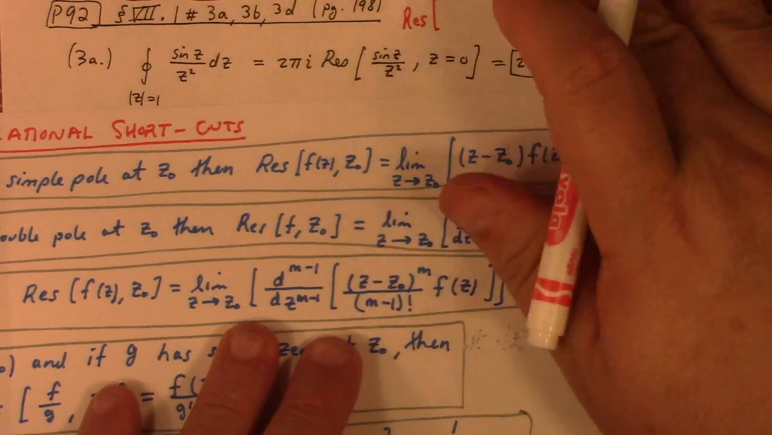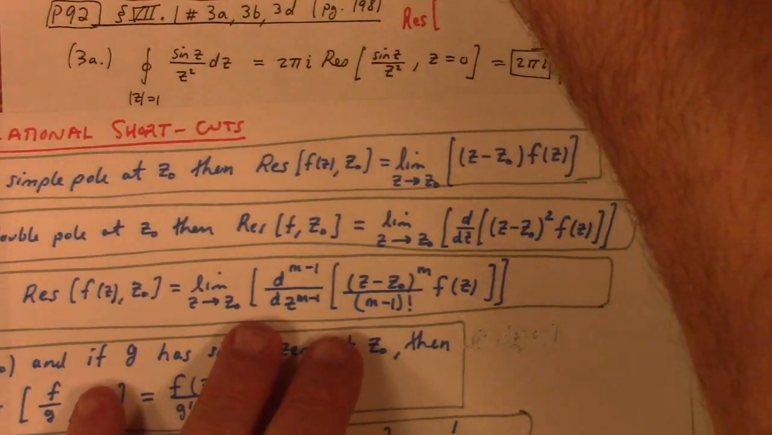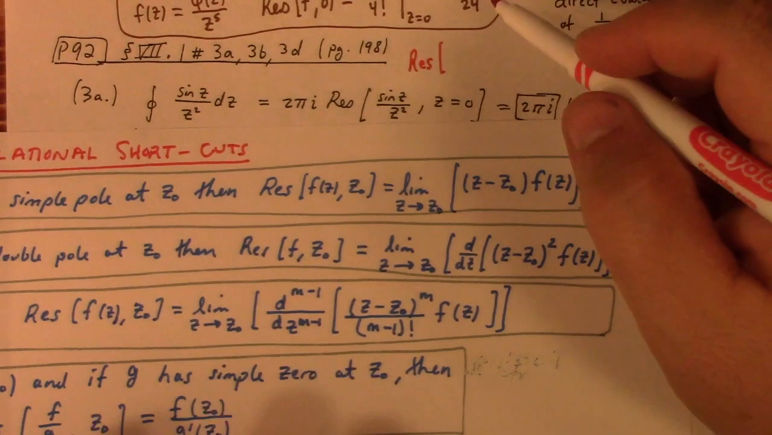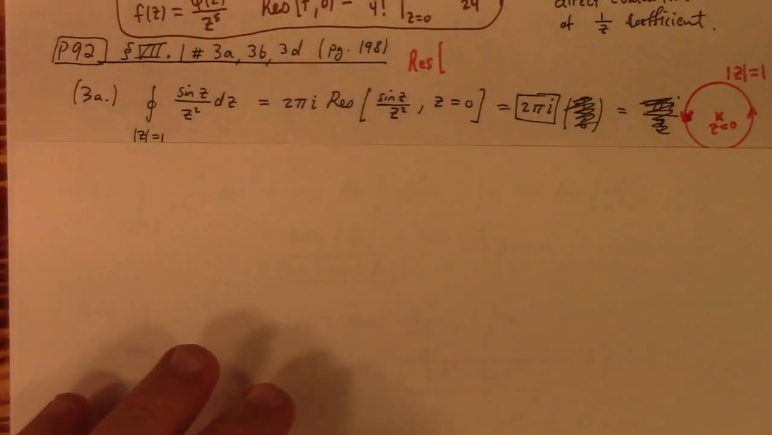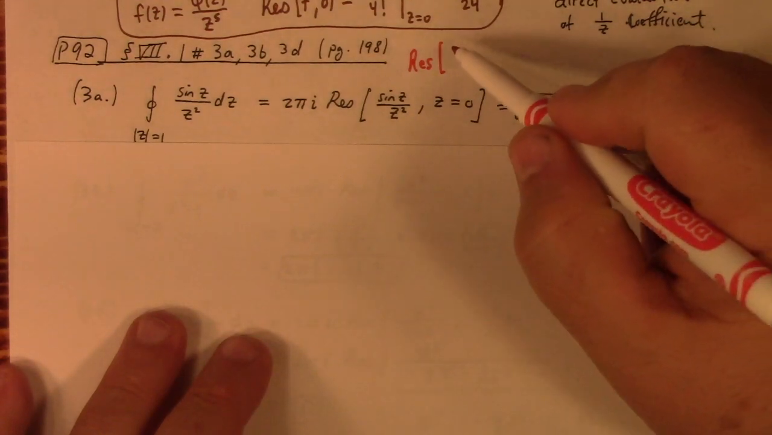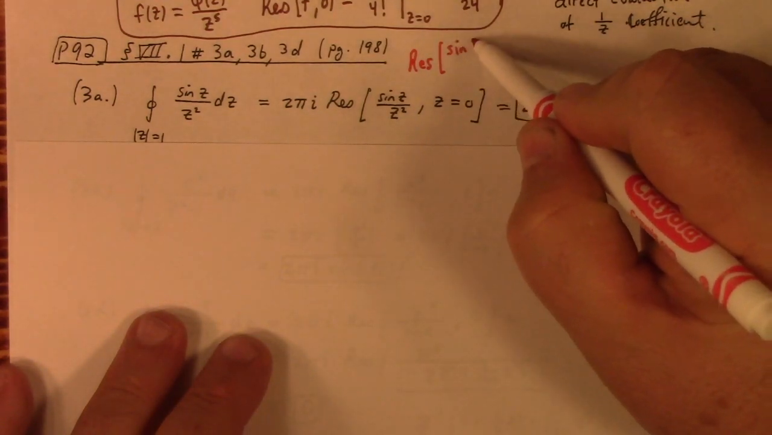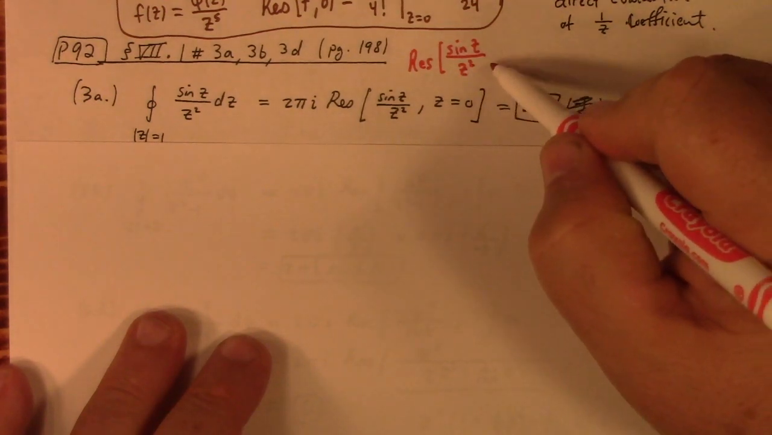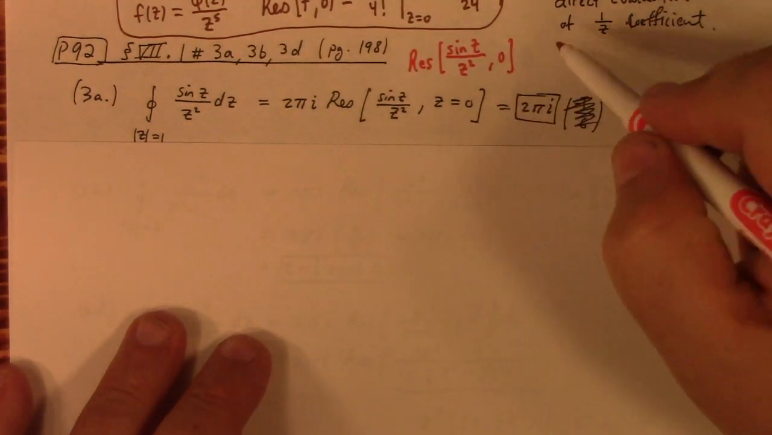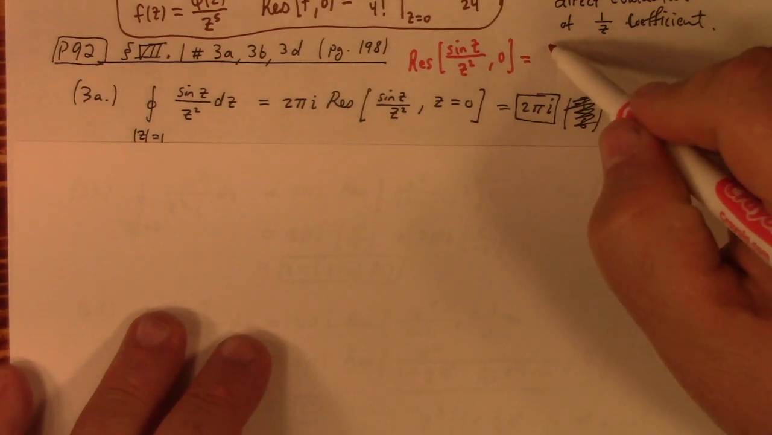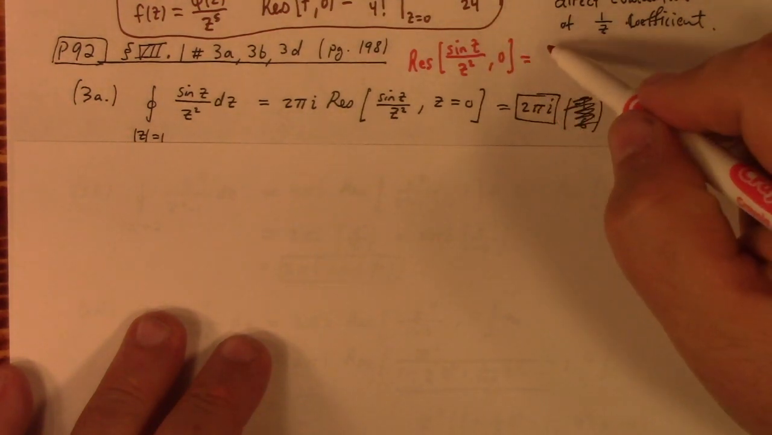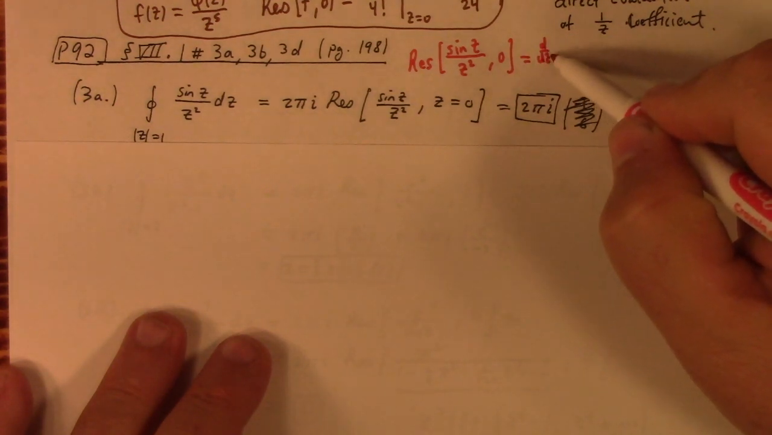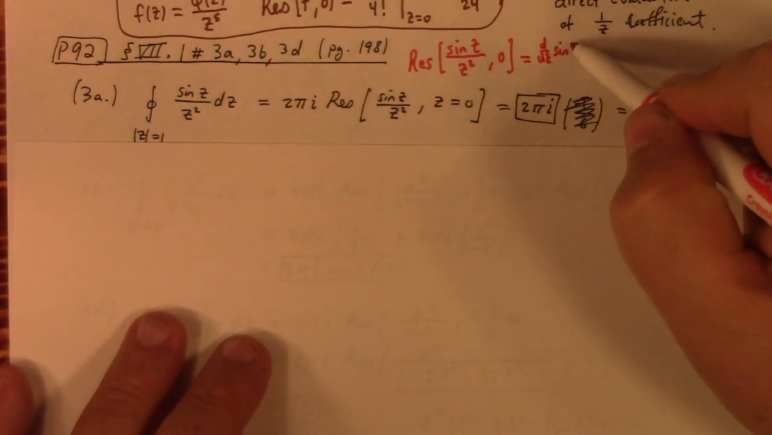The residue of sine of z over z squared at 0 is equal to the derivative of sine, I'll write it out here, d dz of sine z.